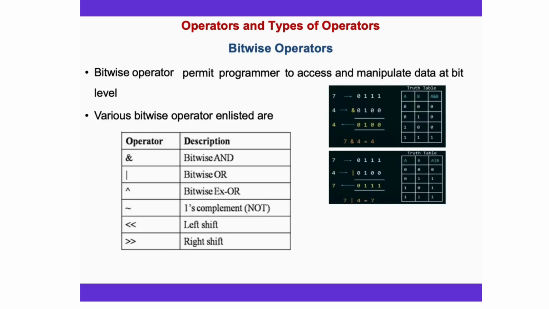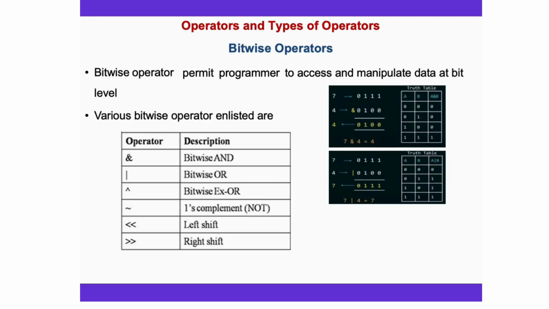Then bitwise operators permit the programmer to access and manipulate data at bit level. Logical operators work on 2 operands, but here it is done on only 1 bit, a single bit. So this is known as a bitwise operator. The various bitwise operators are and, or, not, bitwise XOR, tilde operator, left shift, right shift.